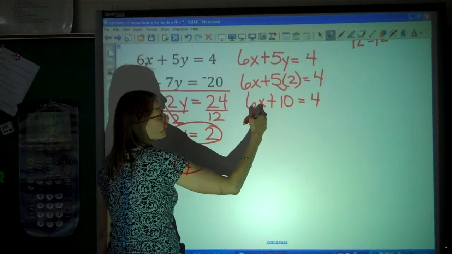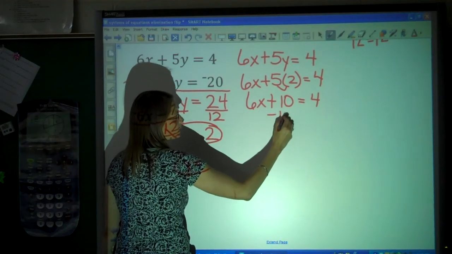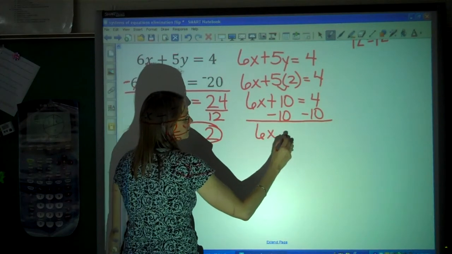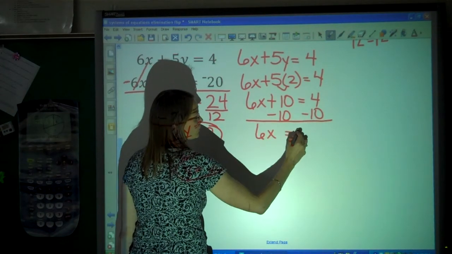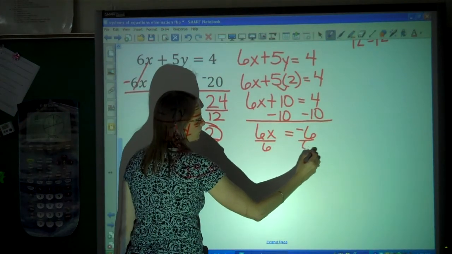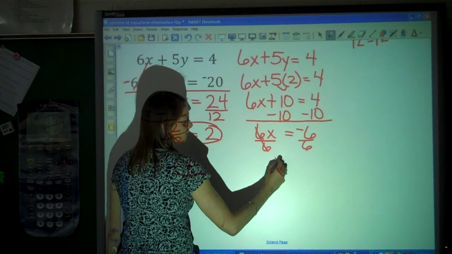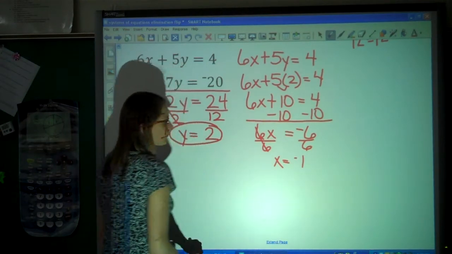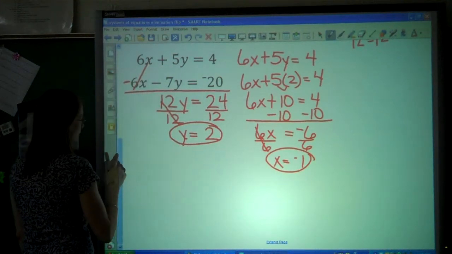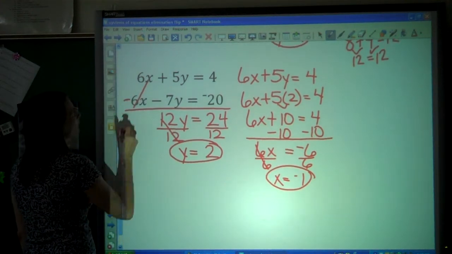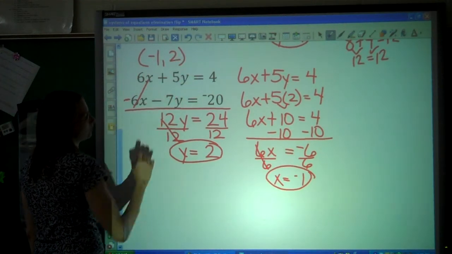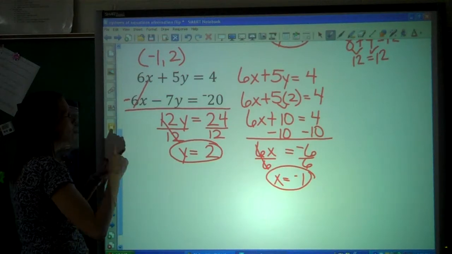I'm trying to find out what x is, so I'm going to get rid of my plus 10 by doing a minus 10 to both sides. And I get 6x equals 4 minus 10, which is a negative 6. Divide both sides by 6. And I get x equals negative 1. So for this system of equations, when x is negative 1 and y is positive 2, it works for both of those equations, and that's where those two lines will intersect.